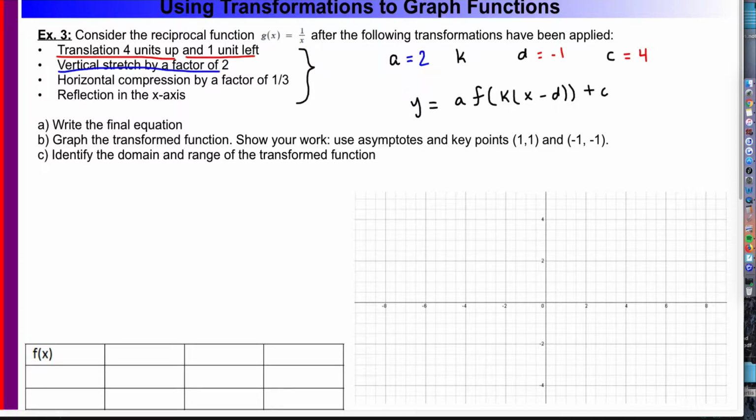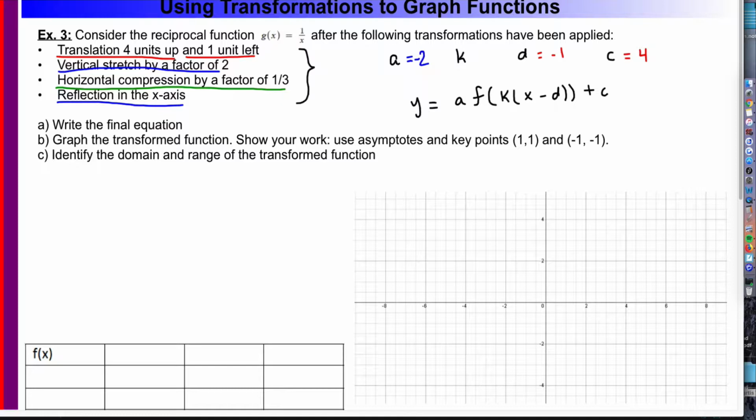And then also, the reflection, we should consider whether that's a vertical or a horizontal reflection. A reflection in the x-axis means we're going to reflect it this way, so it is a vertical reflection. That means we account for that by putting the negative associated with the a value. Then last but not least, we have the horizontal compression by a factor of 1/3.